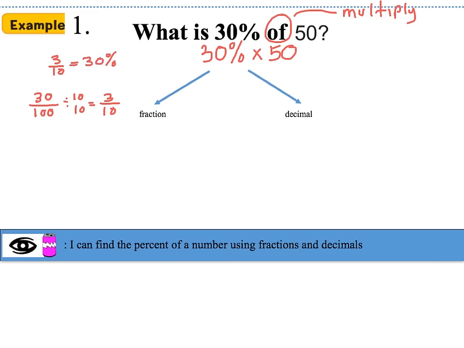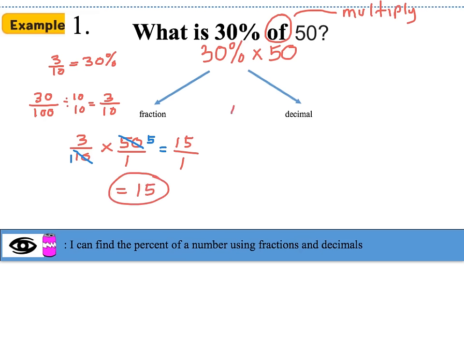So what I can do now is take 3/10 and multiply that with 50. And you can make 50 look like a fraction by putting it over a 1. What I can do now is cross cancel to make my numbers a lot smaller. 10 goes into 10 once, and 10 goes into 50 5 times. Now I can multiply straight across. On my numerators, 3 times 5 is 15, and my denominators, 1 times 1 is 1. So my answer is equal to 15.